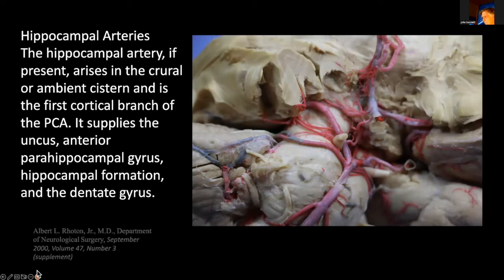Hippocampal arteries are present, arise in the crural or ambient system, and are the first cortical branch of the PCA. It supplies the uncus, anterior parahippocampal gyrus, hippocampal formation and the dentate gyrus. So here we have the posterior cerebral artery, and this is hippocampal. This is hippocampus. So here we have the hippocampal artery coming from P2. This is a beautiful picture to show this small artery, the parahippocampal artery.